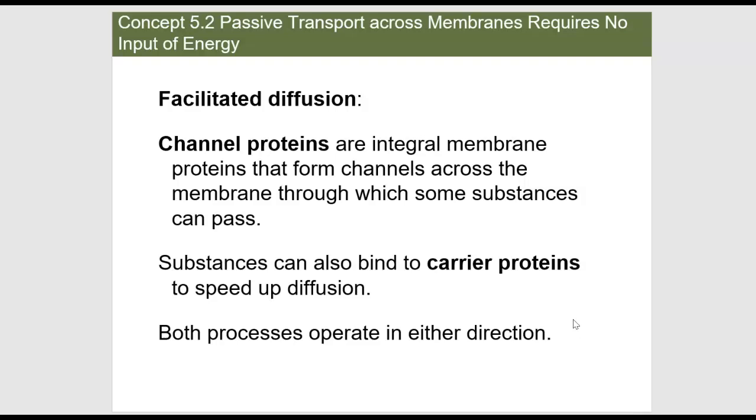Now we're going to go into facilitated diffusion. Facilitated diffusion is just like it sounds. Something's facilitating materials coming through the membrane, but just passively down their concentration gradients. So the proteins that are embedded in the membrane that go all the way through, those transmembrane proteins, often have channels in them, making them channel proteins. We're going to see how that works right now.